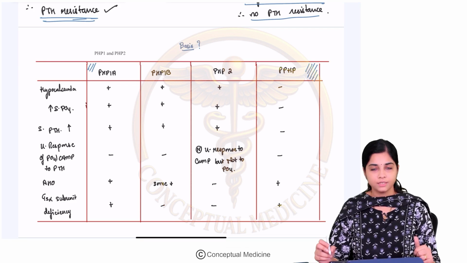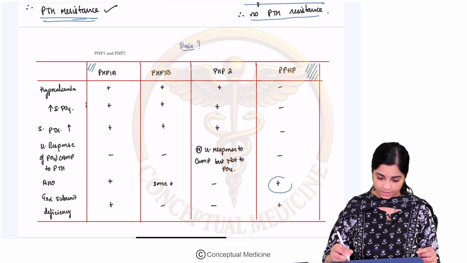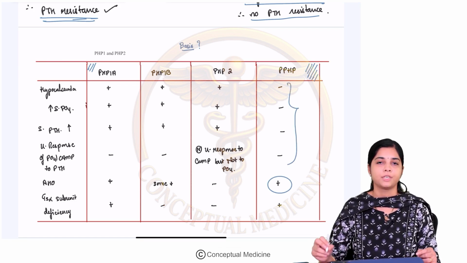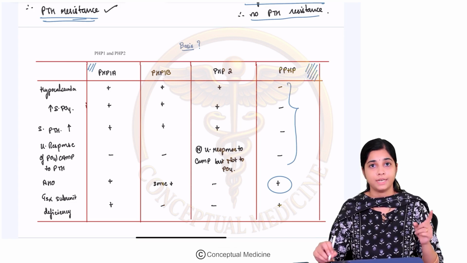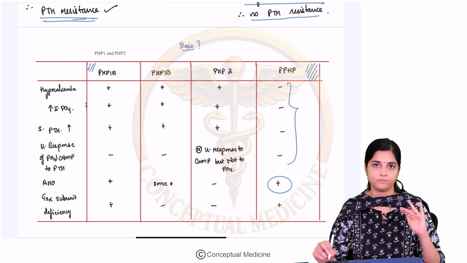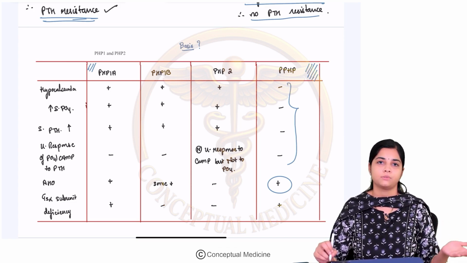So very, very clearly, pseudo-hypoparathyroidism has only Albright hereditary osteodystrophy. It does not have any of these biochemical parameters. So it has only Albright hereditary osteodystrophy and it does not have any of the biochemical parameters because the resistance is not at the kidney, it's only at the bone.